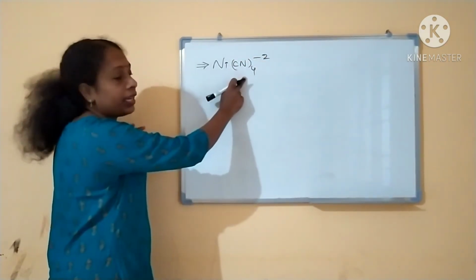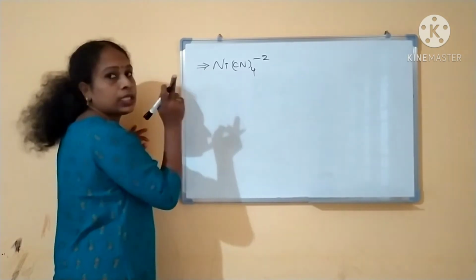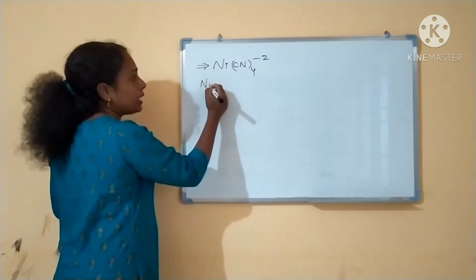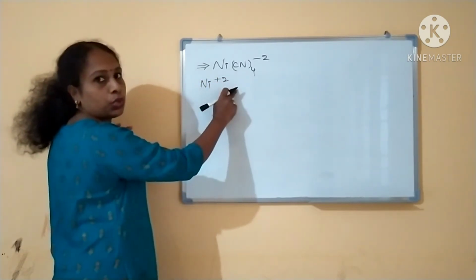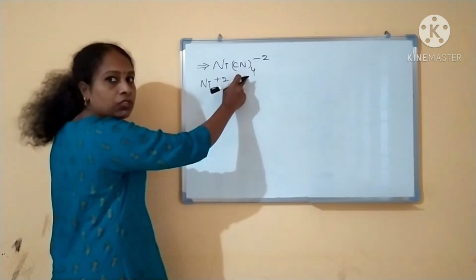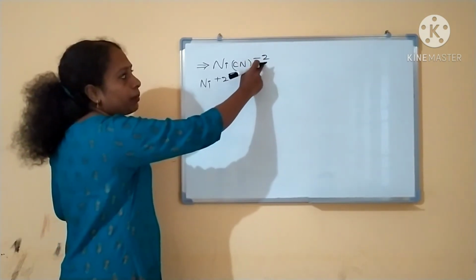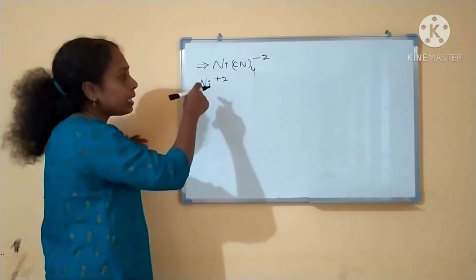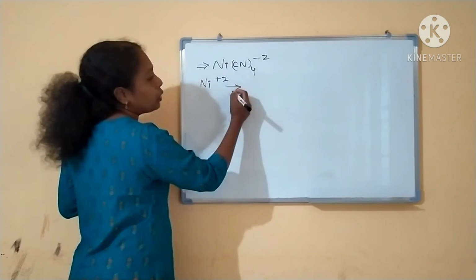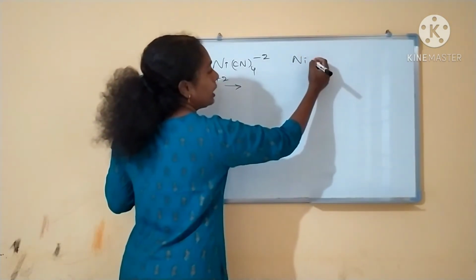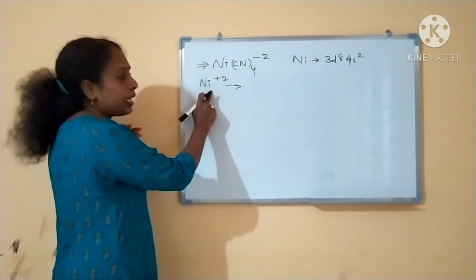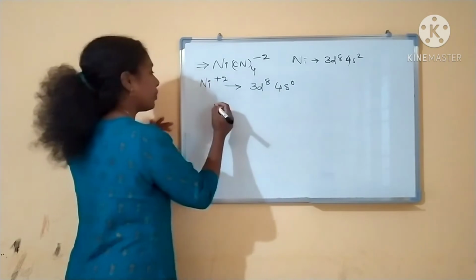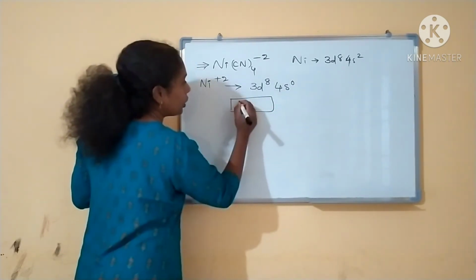Next example I am taking [Ni(CN)4]2-. Is CN a strong ligand or weak ligand? It is a strong ligand. So first, find the oxidation state. Nickel is in +2 oxidation state. CN has negative charge. 4 negative charges are there, but 2 have been neutralized, only -2 is the charge, so the 2 charges have come from nickel, right? So nickel is +2. Since it is Ni2+, what is the electronic configuration? 3d8 4s0.